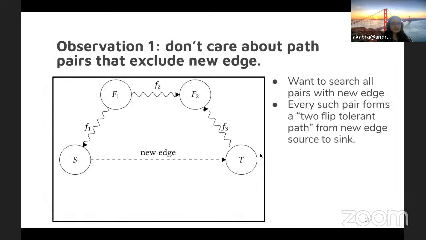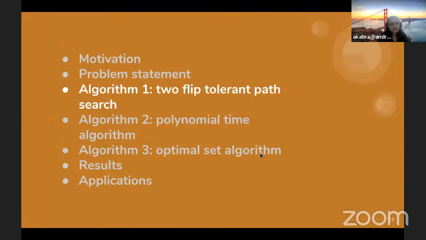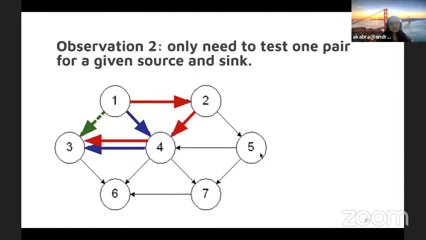We now use this two-flip tolerant path search, which is much faster than the naive baseline, but it is still unacceptably slow and returns far too large a set of paths to verify. So to further make improvements, we need a new observation. From the output of the previous algorithm, notice that amongst a set of parallel pairs between the same 2 nodes, only one pair needs to be verified.